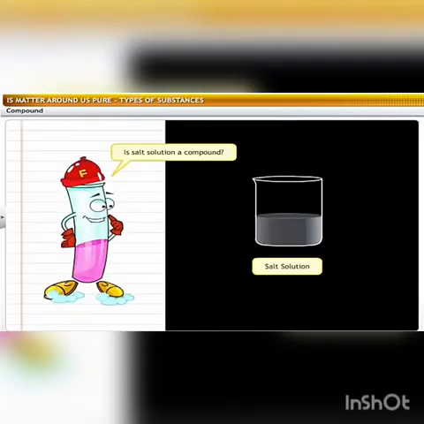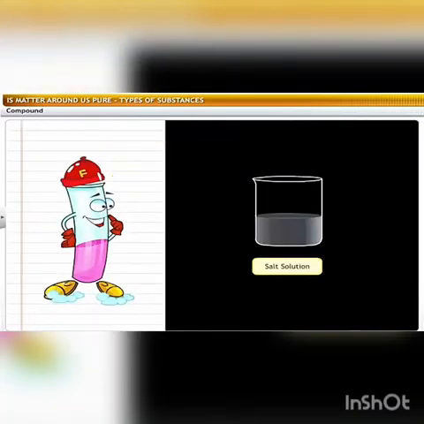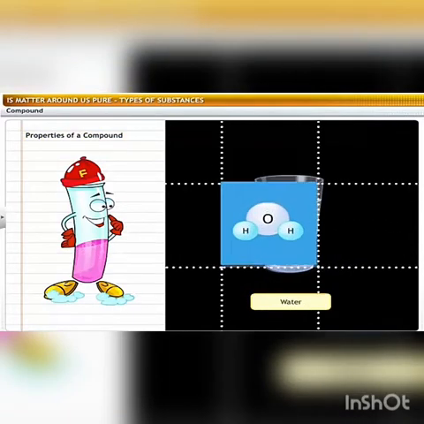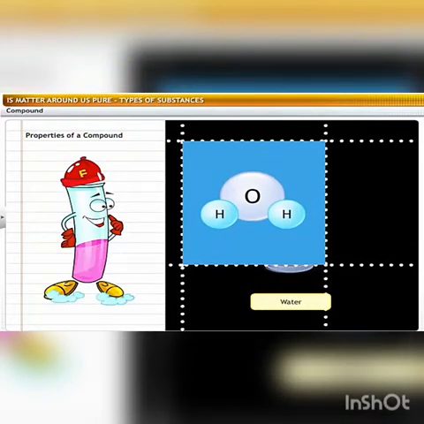Is salt solution a compound? No, it is not. Even compounds have similar properties like that of elements. Compounds are composed of 2 or more elements which are chemically bound with one another in fixed proportions.